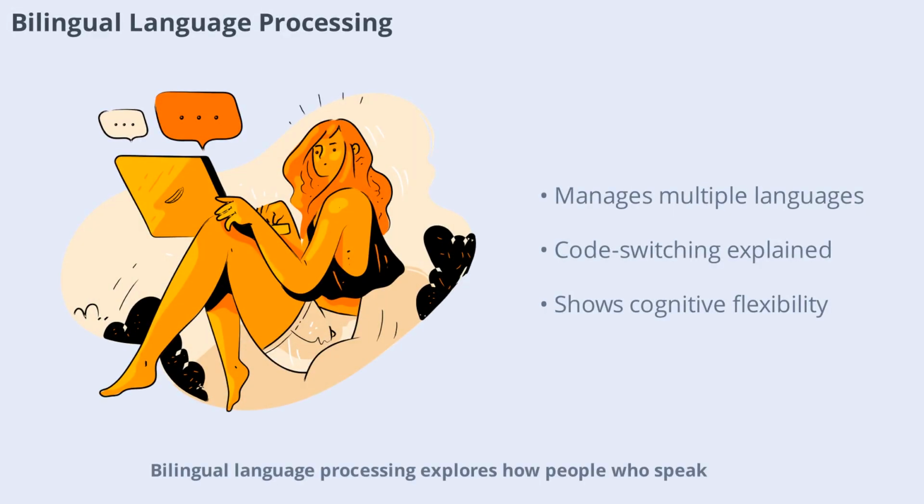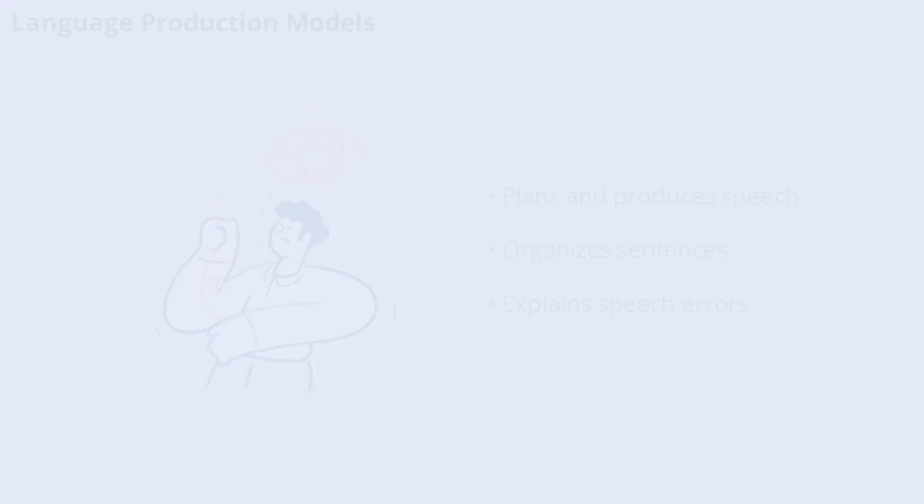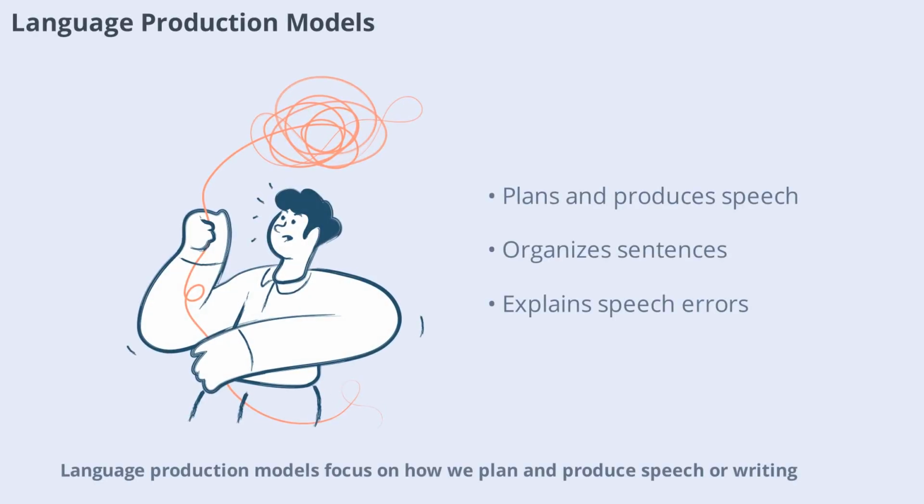Bilingual language processing explores how people who speak more than one language manage and switch between languages. Research shows that bilinguals often activate both languages simultaneously, which can lead to cross-language influences and code switching. Understanding bilingual processing sheds light on the flexibility and adaptability of the human mind, as well as the cognitive benefits of knowing multiple languages.